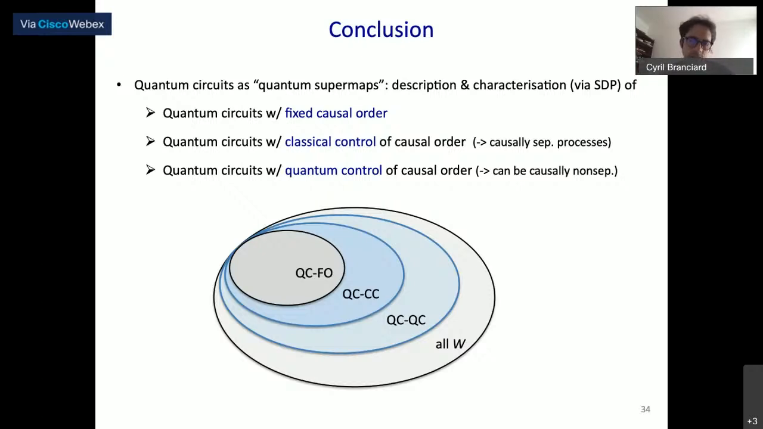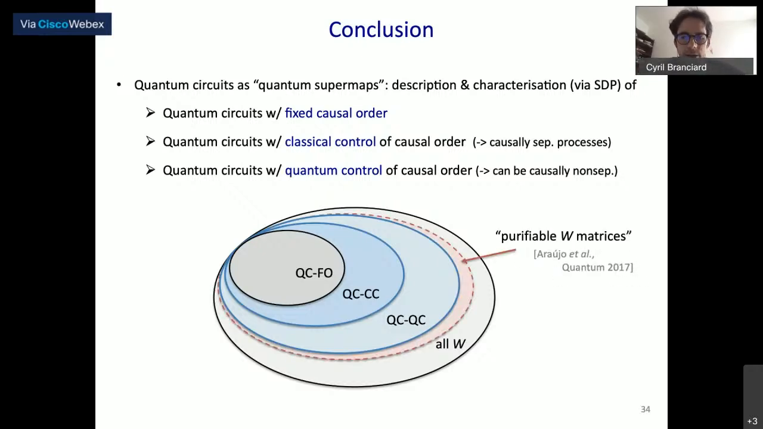I should just mention that there are some other classes that have been identified in the literature. For instance, in this paper, Matheus Araújo proposed a way to distinguish what they call purifiable process matrices, which is still a class that is a bit larger than our quantum circuits with quantum control. And in that paper, they argue that these might be the physical ones. So there might still be a gap between what we could imagine here and the possibly physical process matrices.